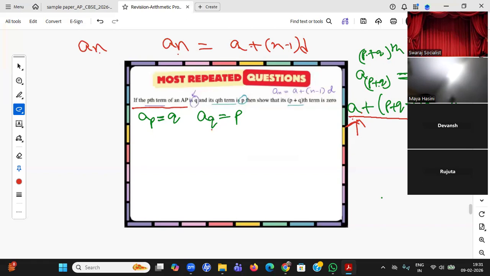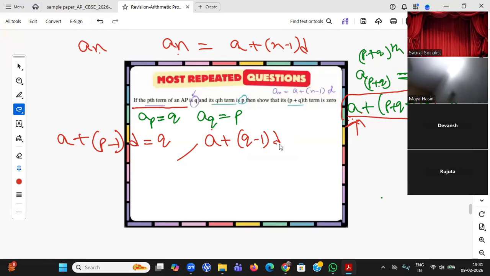Now I need to show this value equals 0. To show this, I need a and d. Where will you find a and d? Try to find them from here. So what is A of p? Please give the formula. A of p is equal to a plus p minus 1 into d. Very good, equal to q. Equation number 1. A of q means a plus q minus 1 into d equals p, the second equation. Two equations you got, and you need to solve them.